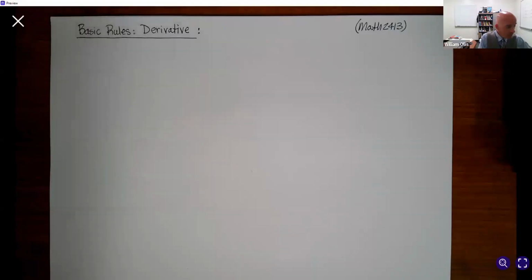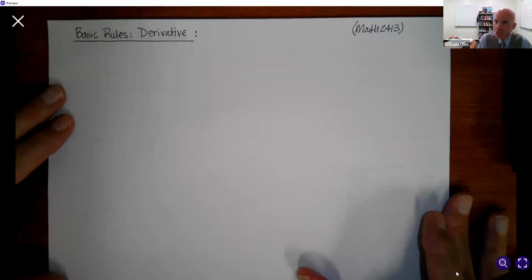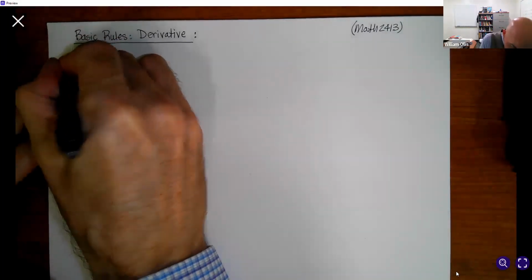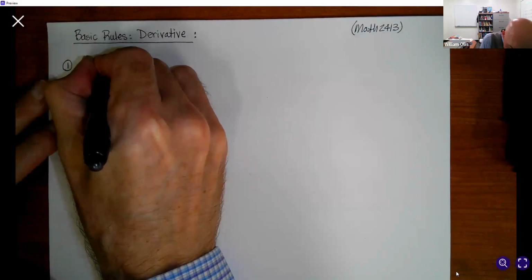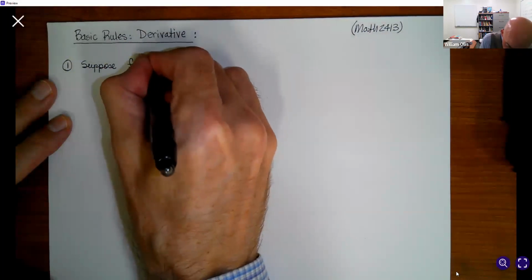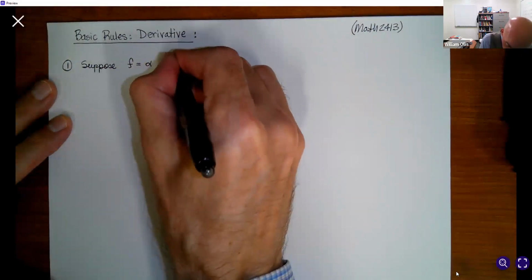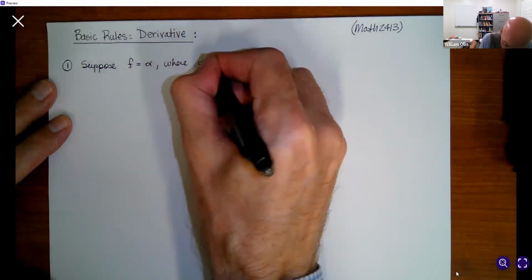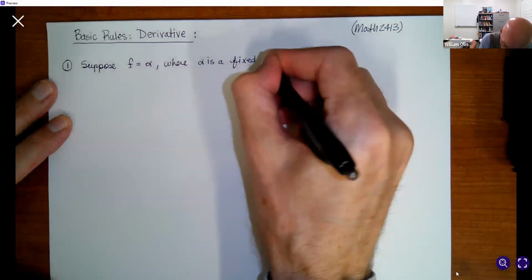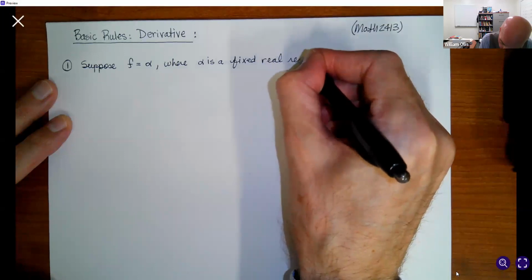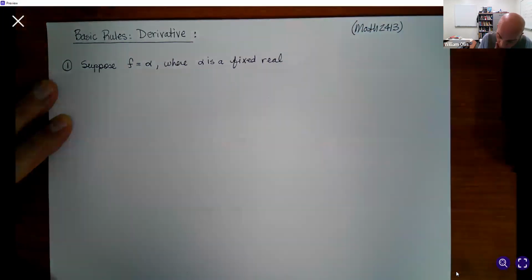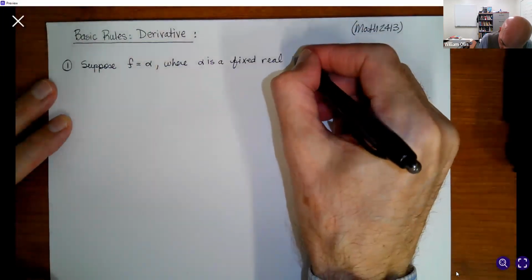Now, like I said before, let's just go ahead and get the ball rolling with a constant function. So we can suppose that f is just equal to alpha, where alpha is a fixed real number. And by fixed real number, I often say that we mean constant. So we need to be able to move between the two because both expressions are important.